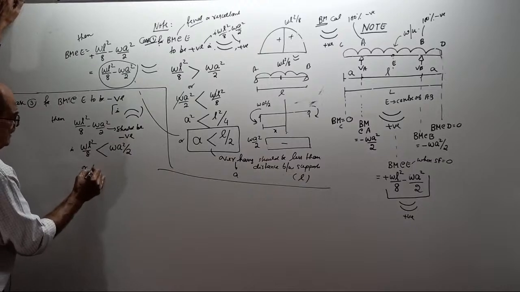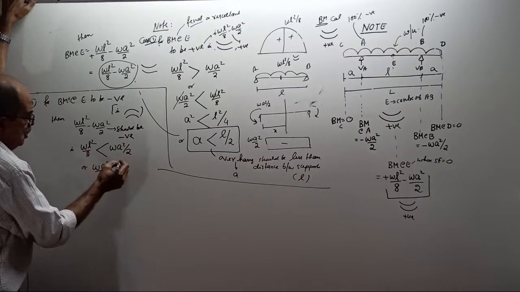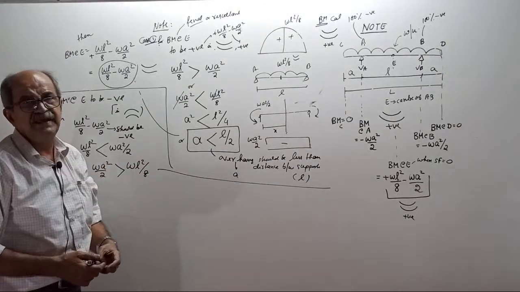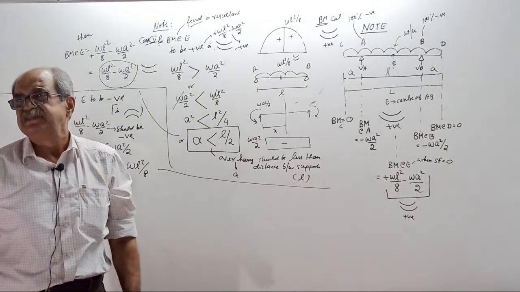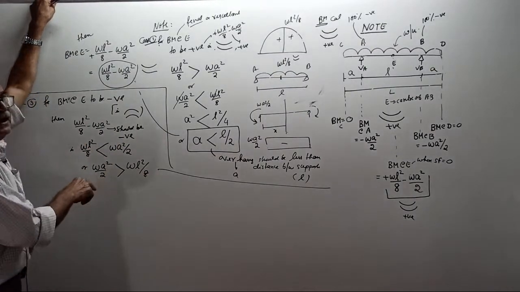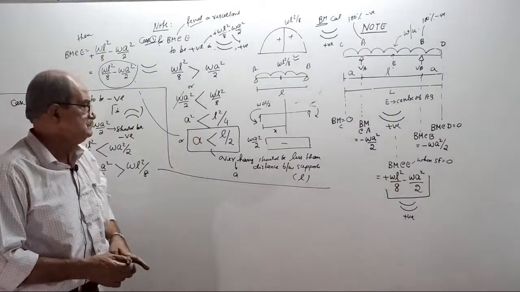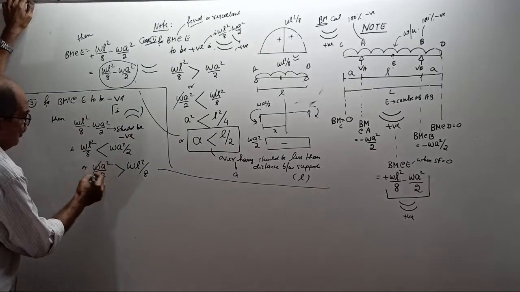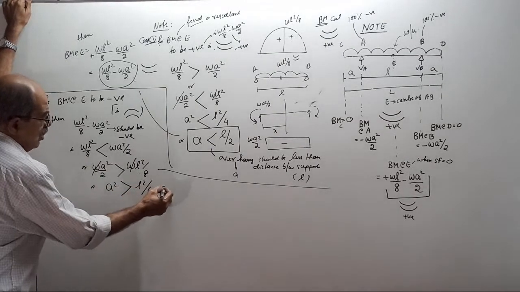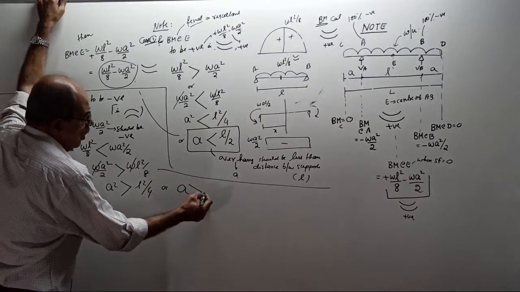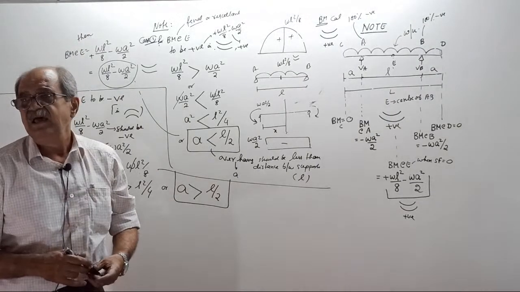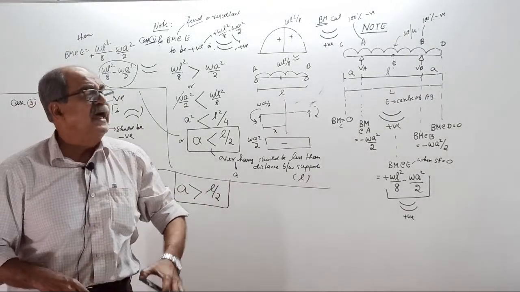Reverse it, or you can tell WA square by 2 should be more than WL square by 8, or both are same. 10 more than 8 means 8 less than 10. WA square by 2 should be more than WL square by 8, or the overhang effect should be more than the span bending effect. Correct? Or W cancels, A square should be more than L square by 4, or you can tell A should be more than L by 2. Crystal clear? The overhang should be more than half the span.